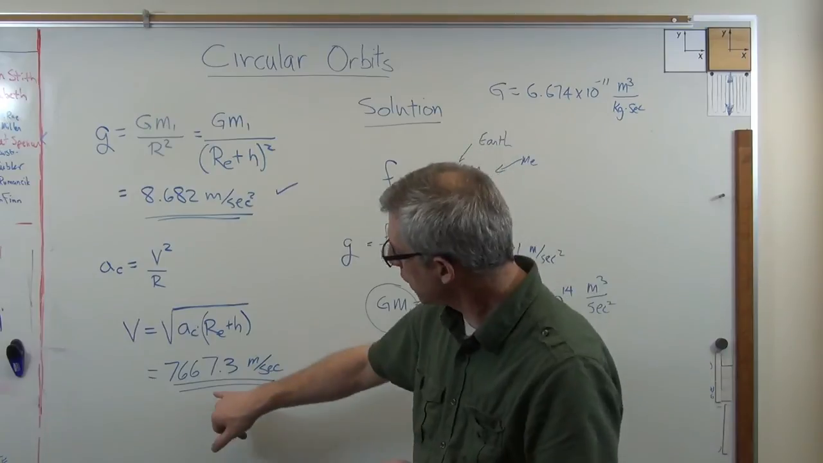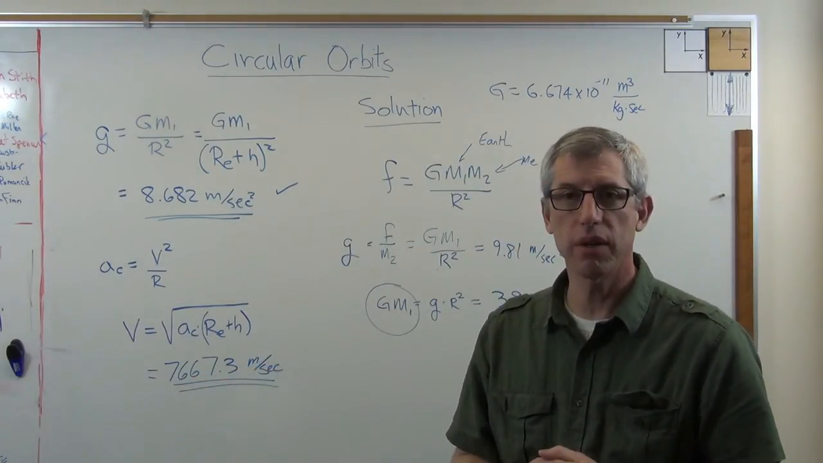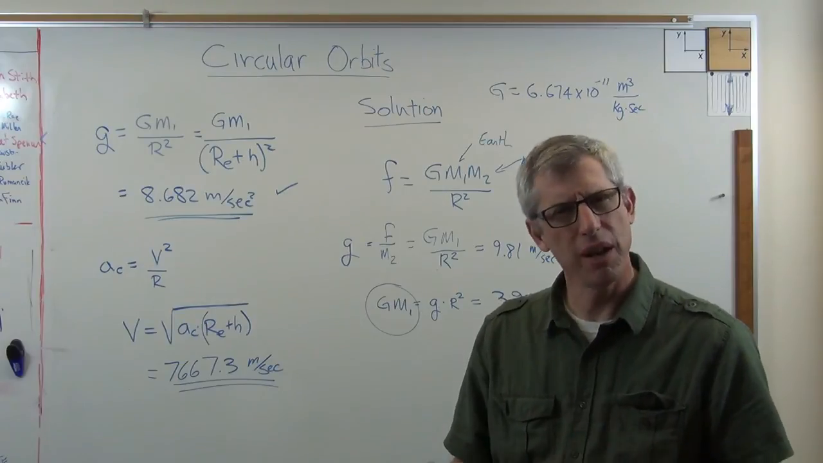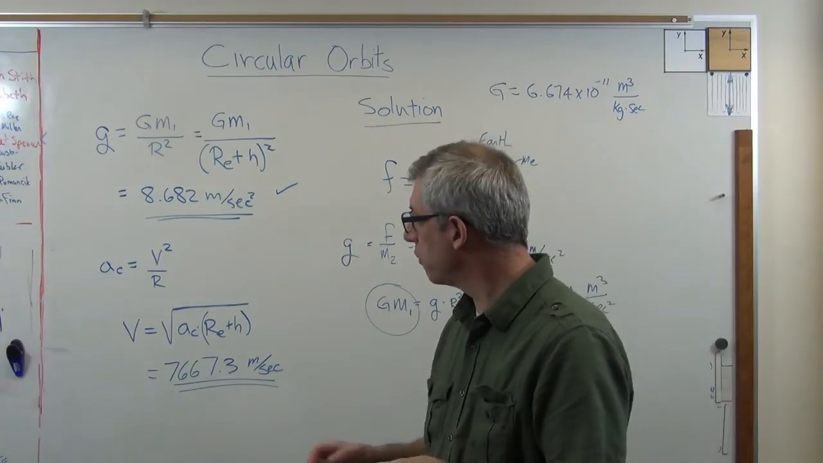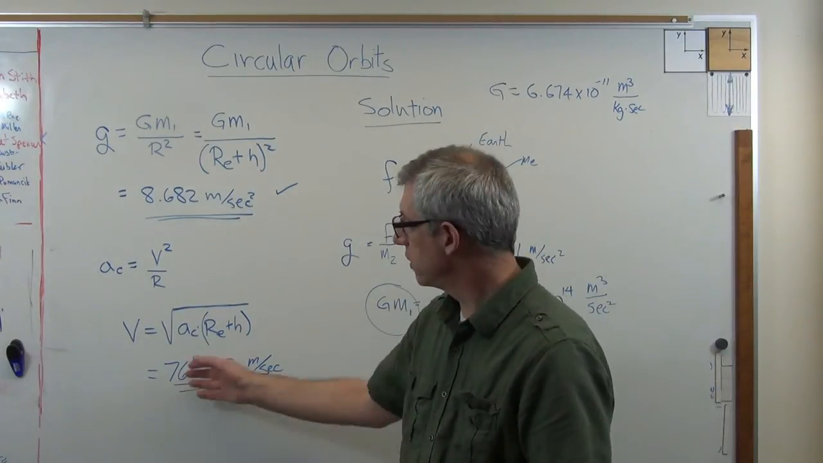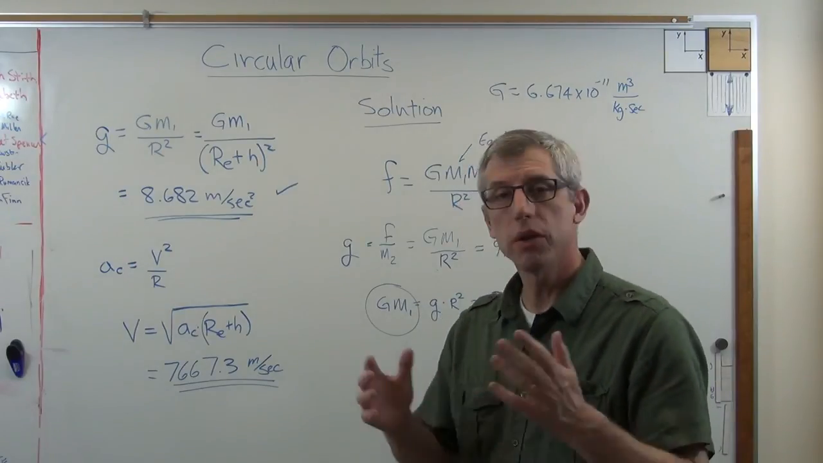One last thing, let's put this in context, 7667. Okay, that's 7.667 kilometers per second. Is that fast? You bet that's fast. The speed of sound at sea level is 343 meters a second. So this is close to 20 times the speed of sound, right? Pretty big number. So there you have it.